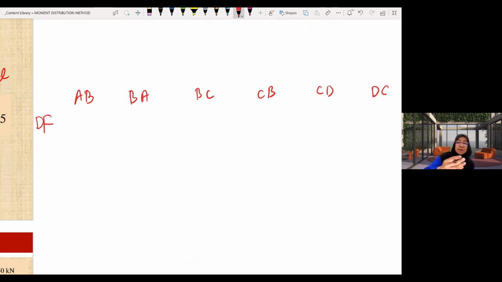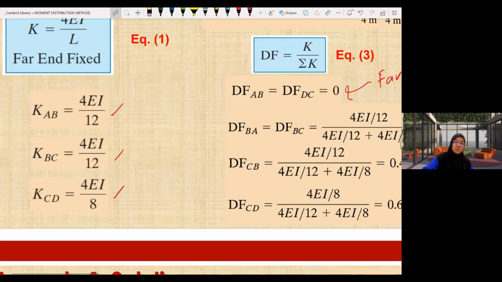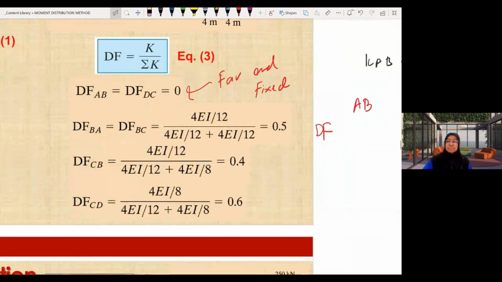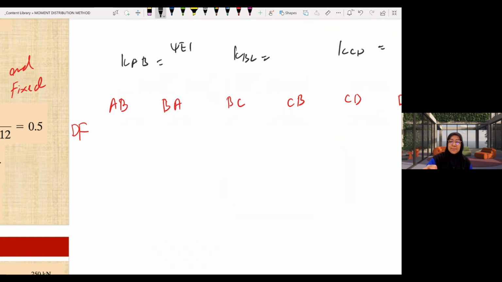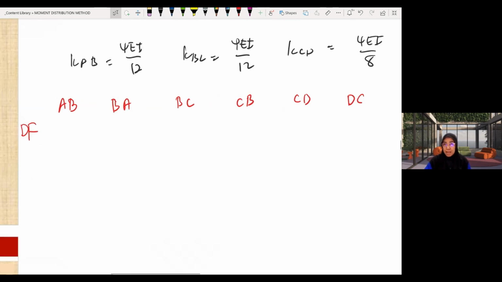We determine K. There are 3 K: KAB, KBC, and KCD. Remember, right? We get 4 over 12, 4 over 12, 4 over 8, depending on the length. Here the length is 12, so it is 4EI over 12. Length for BC is also 12, so 4EI over 12. And length for CD is 8, so it is 4EI over 8. That's the K.